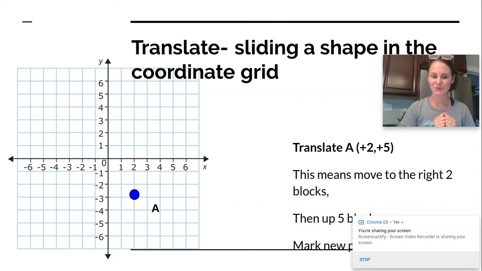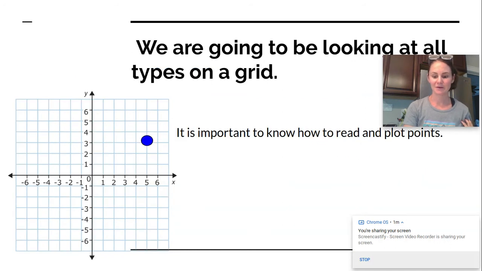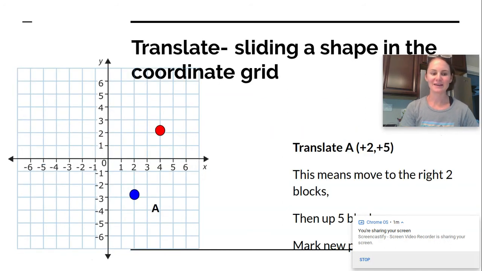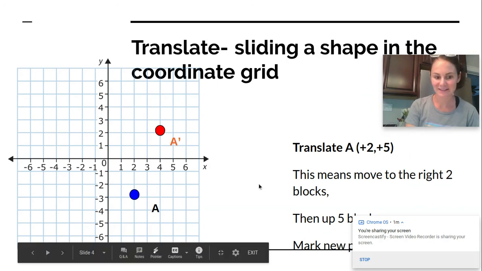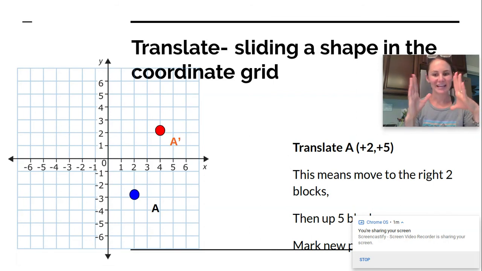When we do that, we are now going to be at 4 on the X, and we're going to move it up and be at the positive 2. Okay, so we are now going to mark this as A prime. That's how you translate a shape. We have our point and we moved it.